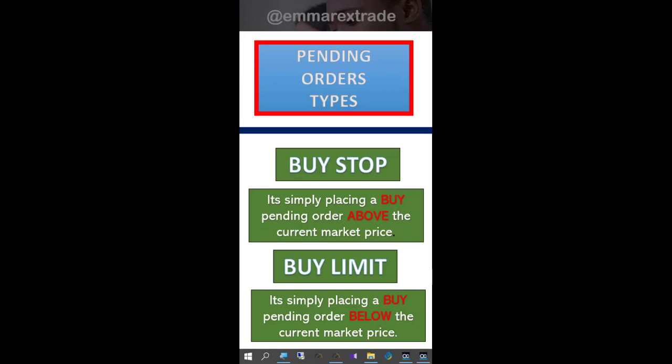So with a buy limit, you place the order below the current market price so that anytime the market price comes down towards that level, it will pick your buy trade. And of course, you are now in the market to make profits.